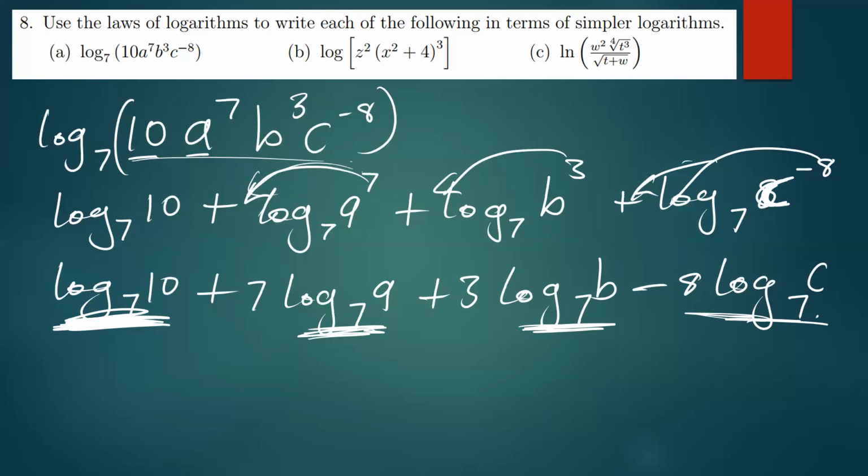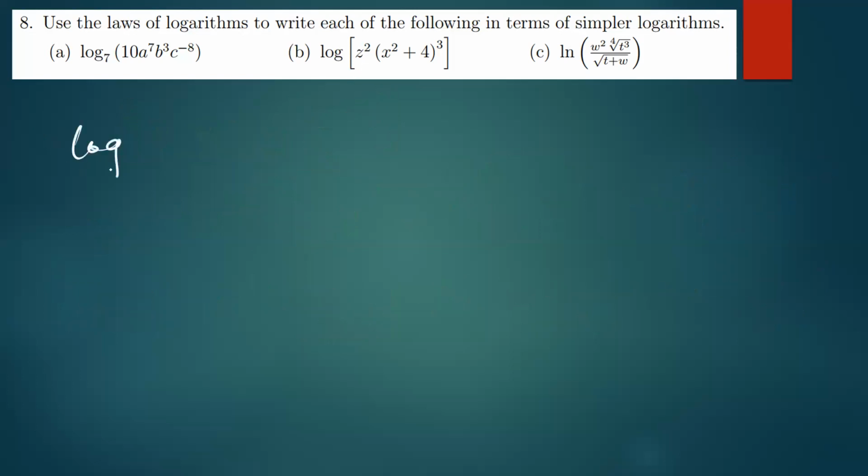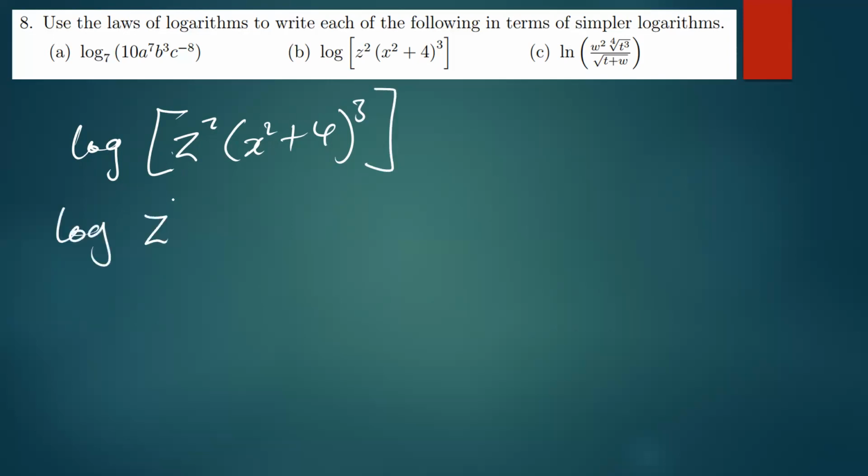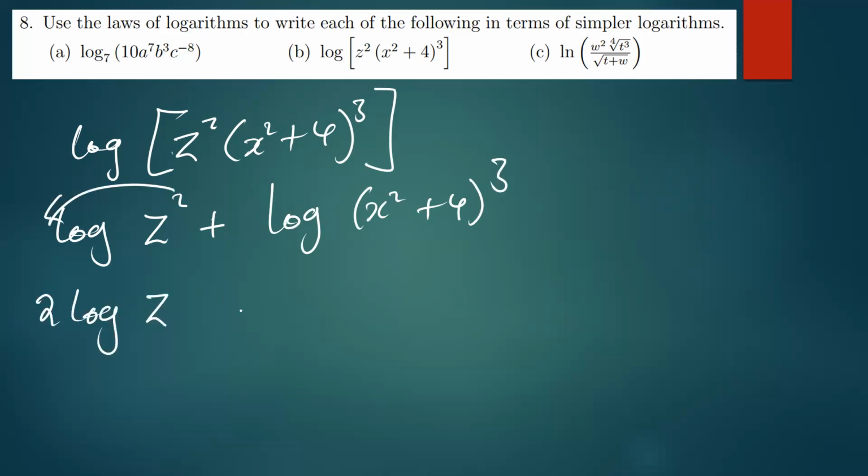Let us go on to the next question. So the next one is this one. We have log of z squared times x squared plus 4, all to the power 3. We can do the same thing that we did. So we're going to have log z to the power 2, plus log of x squared plus 4 to the power 3. You just drop down the powers. So you have 2 log z plus 3 log of x squared plus 4. Even this one, we can't go further than this.